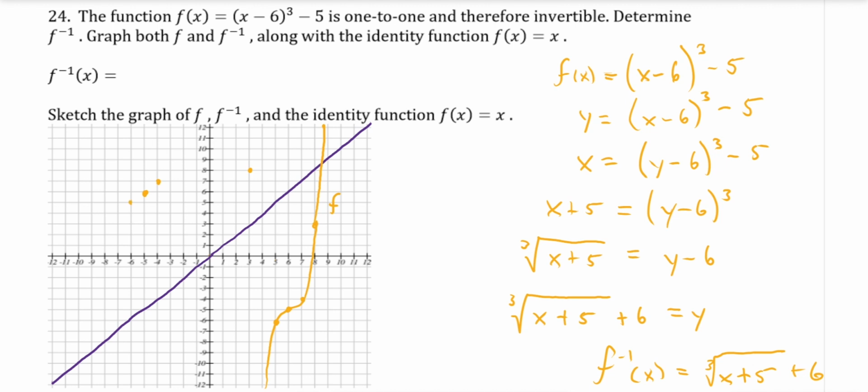And so we can try to connect these dots, more or less. This is our inverse function. And we can see that they are indeed reflections over the y equals x line, so we have good indication that we've done this properly.